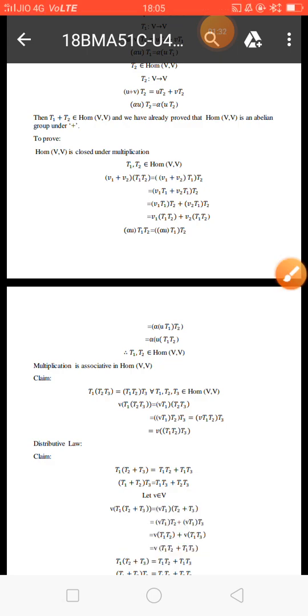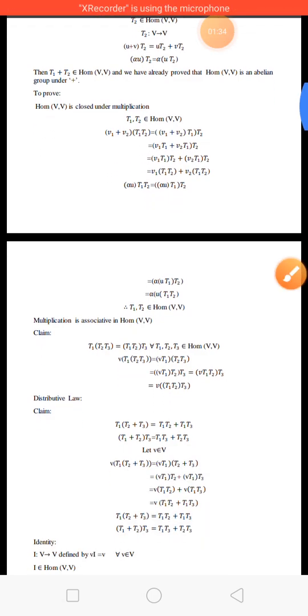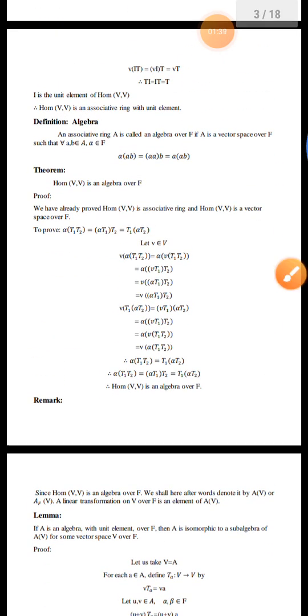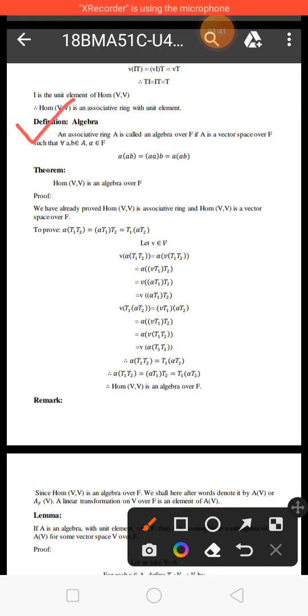Now let us discuss what is an algebra. An associative ring A is called an algebra over F if A is a vector space over F such that for all a, b belonging to A and α belonging to F, α(ab) = (αa)b = a(αb).